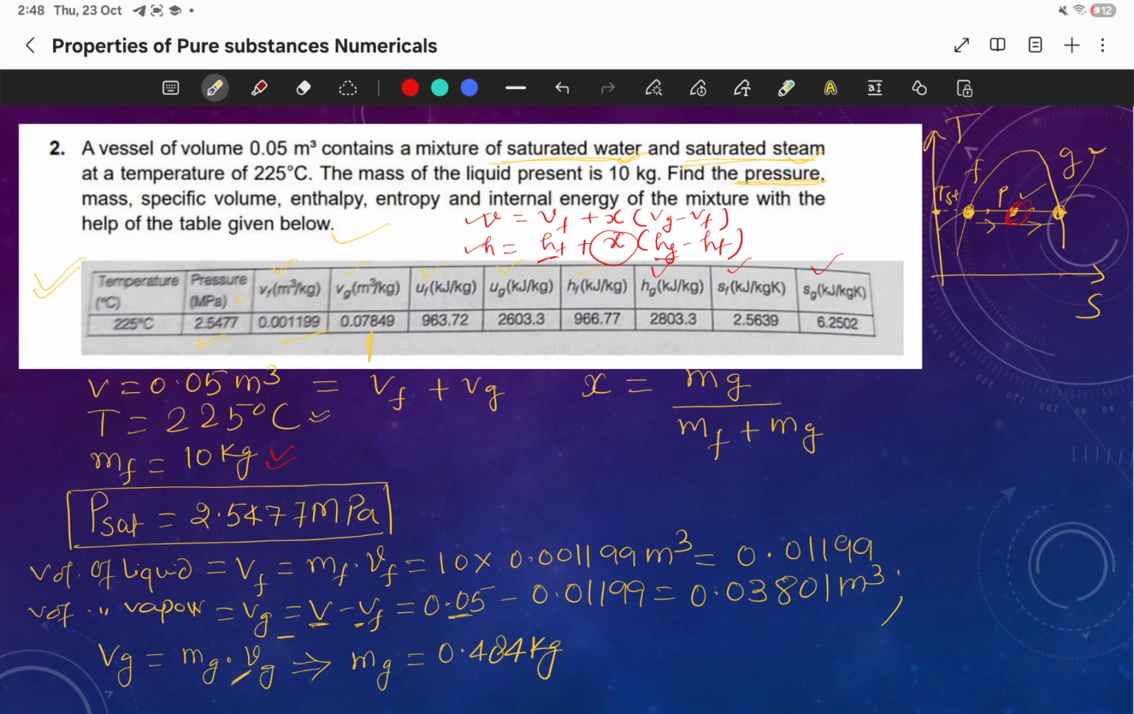Now we got mf, we got mg. Just do this calculation: mg is 0.484, and mf is 10. So x is 0.484 upon 10 plus 0.484, and from here we get the dryness fraction as 0.046. I hope this is correct. Now that we have the dryness fraction, we can easily calculate all the values. Now let me remove this section.